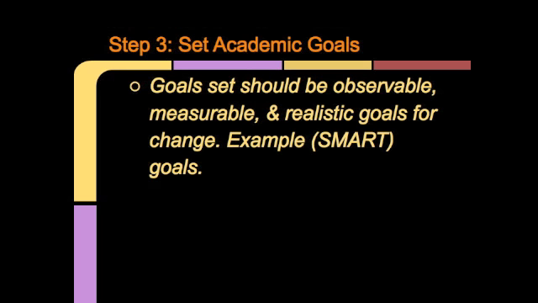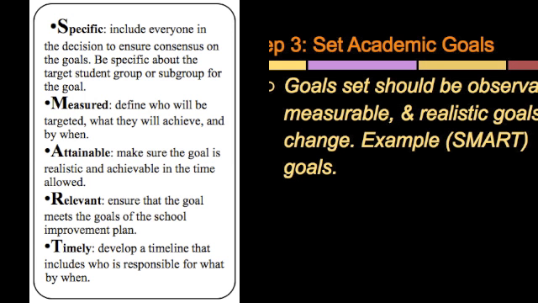The third step is to set the academic goals. The goals should be observable, measurable, and realistic goals for change. SMART goals are an example of this.